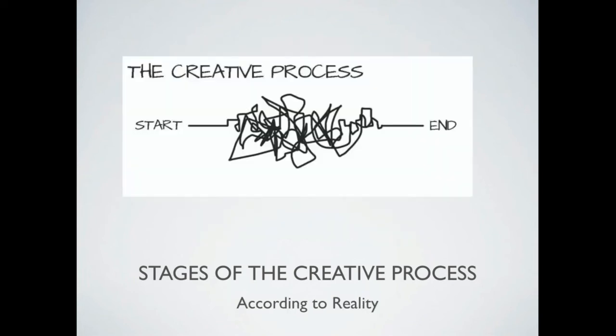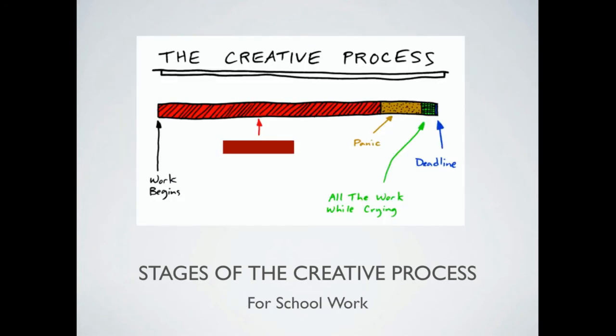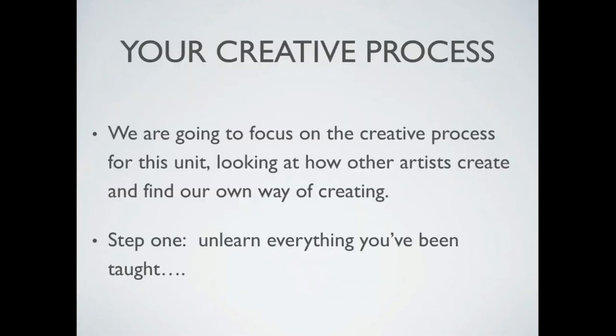So if I was going to draw what my creative process looked like, it looks way different than that perfect mathematical circle that the school board gives us. It's sort of like I go crazy, and then something happens in the end. So if I had to write an essay, this is what my creative process would look like. I procrastinate, and then at the very end I panic, and then I'm crying the night before the deadline, but I finally get it done. So we're going to focus on the creative process in this unit.